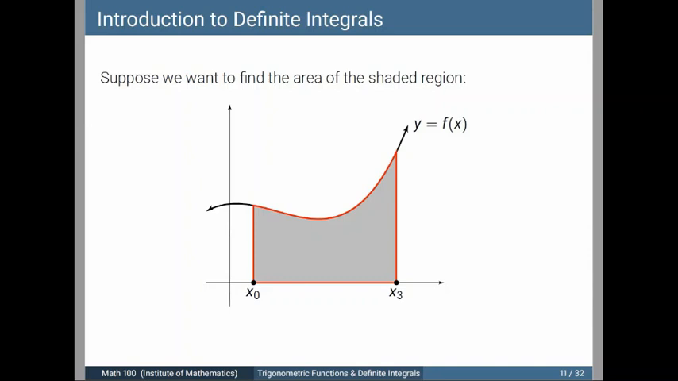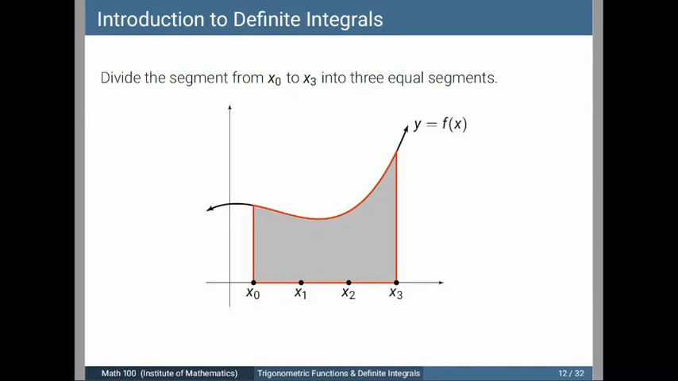Here we want the area below the function y equals f of x between x equals x0 and x equals x3 and above the x-axis. Notice that if the shaded region was a polygon, we could easily find its area using basic geometry. But here, the upper portion of the region is curved. So how are we going to calculate its area?